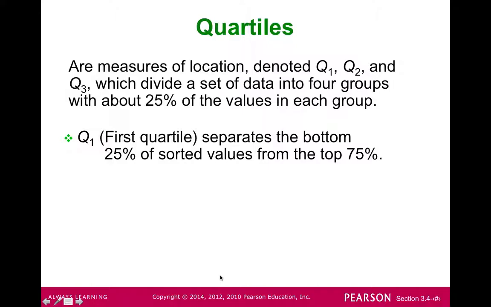Okay, after percentiles, we should also talk about quartiles. And unlike percentiles, which your data is categorized into basically 100 little subunits that make up 100%, for quartiles, you're taking your data and dividing it into 4 groups with about 25% of the values in each of the group. So Q1, which is our first quartile, separates the bottom 25% from the top 75%.